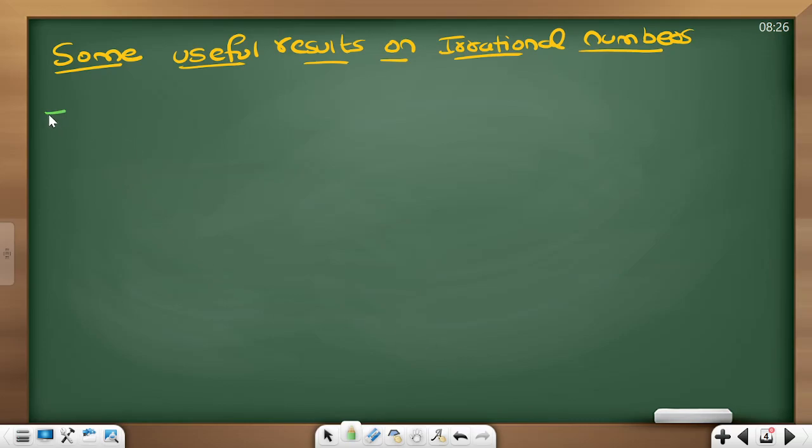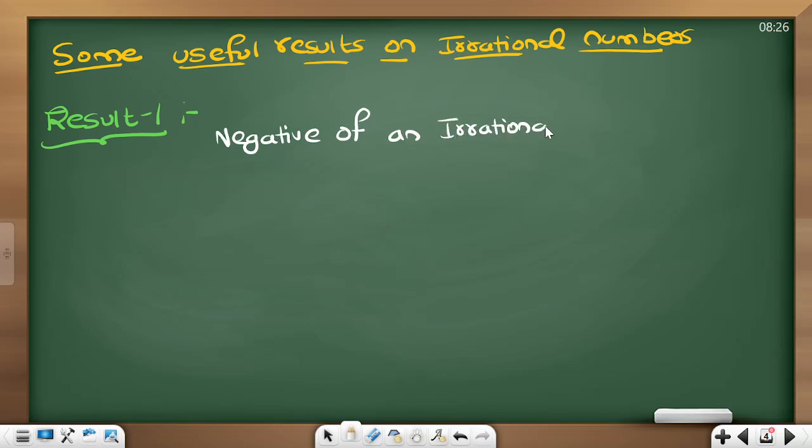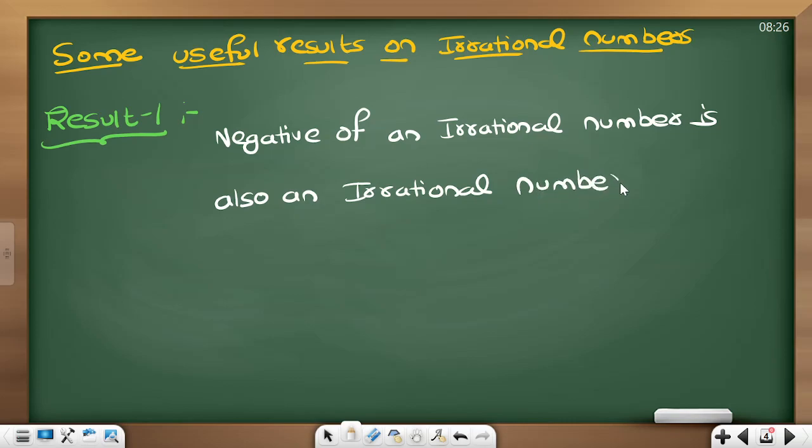In that, result 1: negative of an irrational number is also an irrational number.